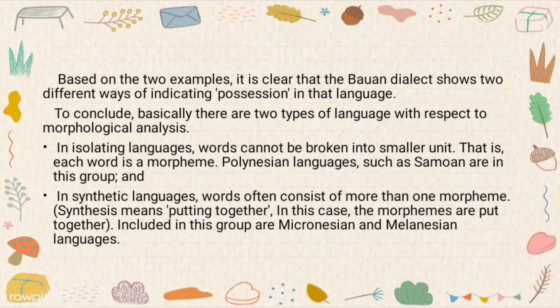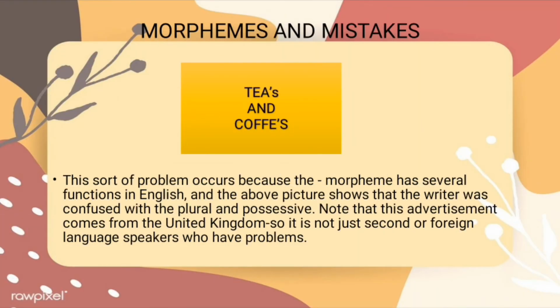To conclude, basically, there are two types of language with respect to morphological analysis. The first is the isolating language, the second is the synthetic language. Analyze morphemes and mistakes, teeth and coughs, for the example. This sort of problem occurs because the morpheme has several functions in English, and the above pictures show that the writer was confused with the plural and possessive.